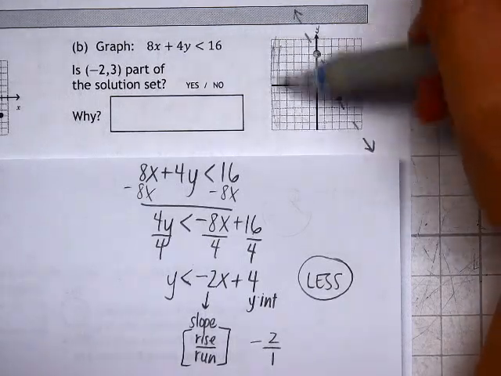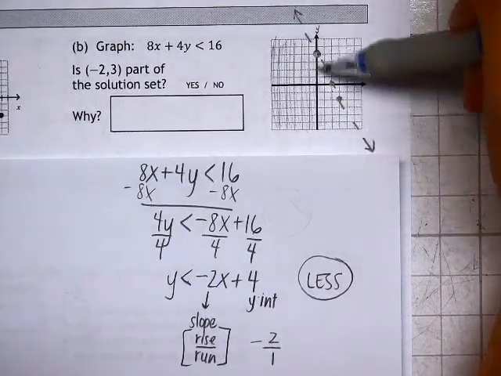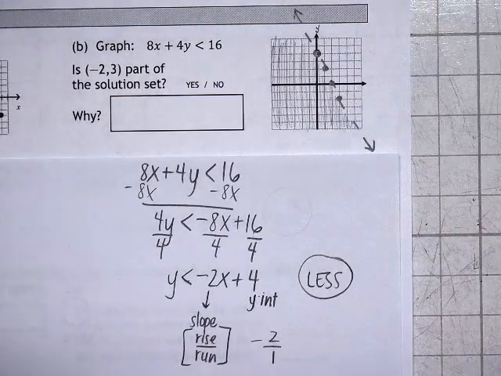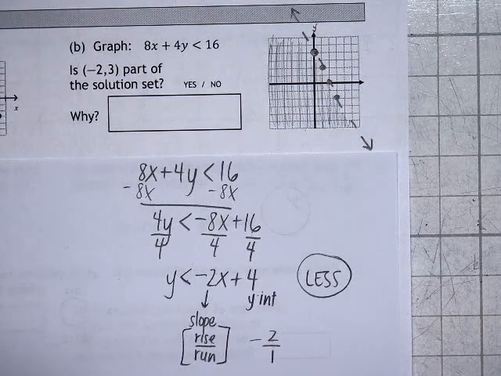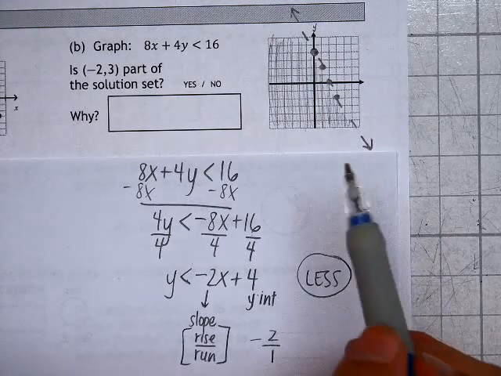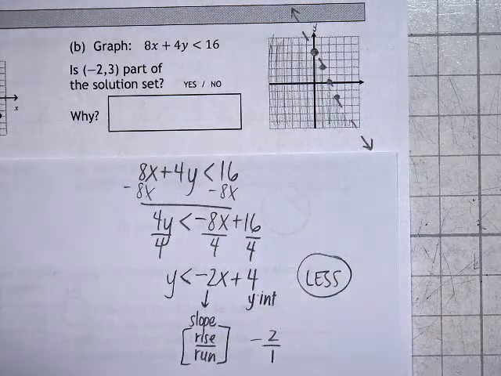So we're just going to lightly shade, neatly but lightly, that entire region below the line, which means now we have what's called our solution set. That entire shaded region represents all of the values that could possibly work for this inequality. That means it's going to help us when we answer the second part of this question.